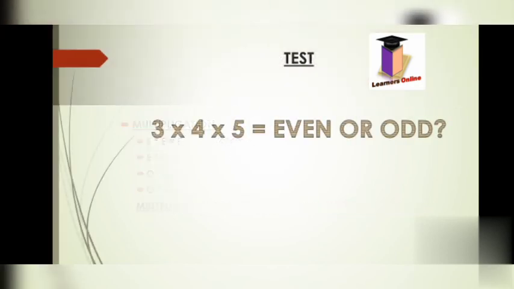Now let's test your skills. Is this number even or odd? Yeah, you're right, because 4 is an even number, and in the product of many numbers, if even one of them is even, then the answer is even. So the answer to this number is even.